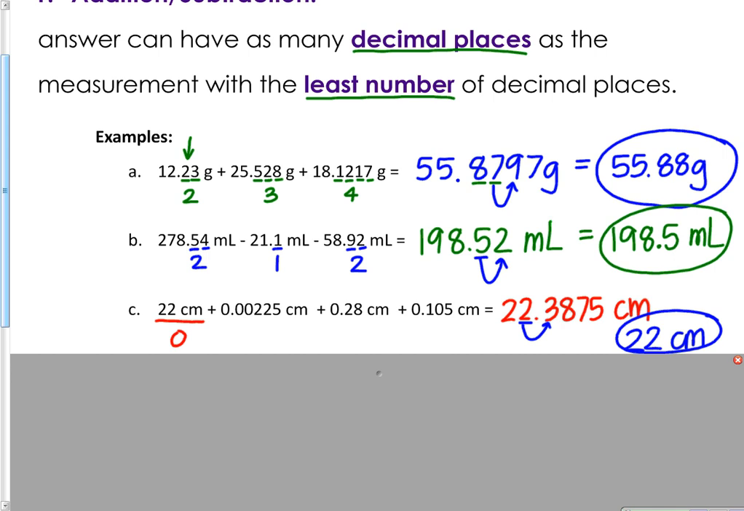So now I hope that you have a better understanding of how to add and subtract counting decimal places. Remember, your answer can always have as many decimal places as the measurement with the least number of decimal places.